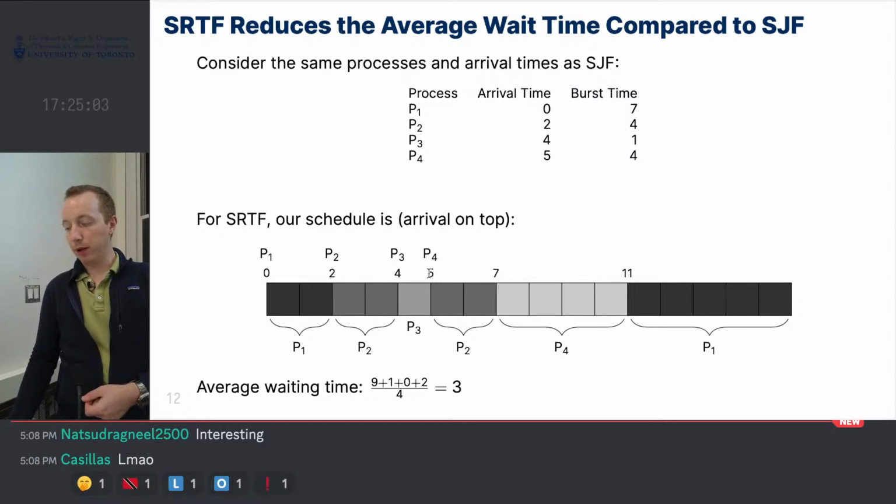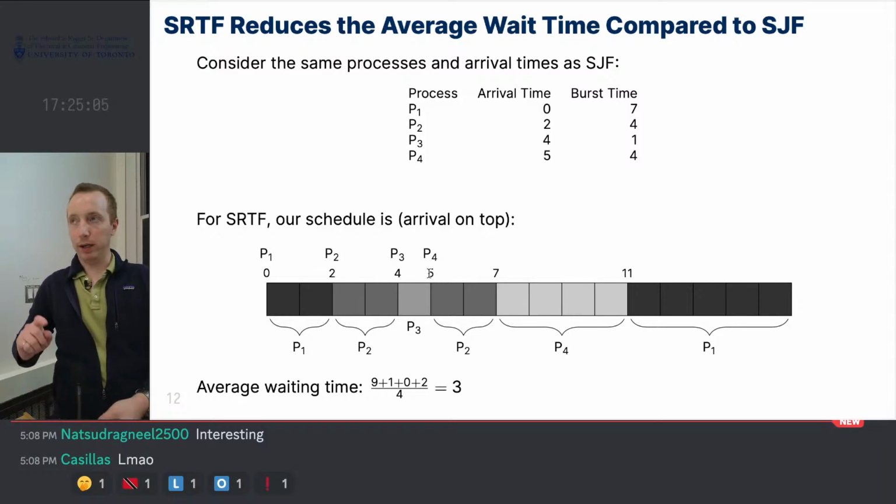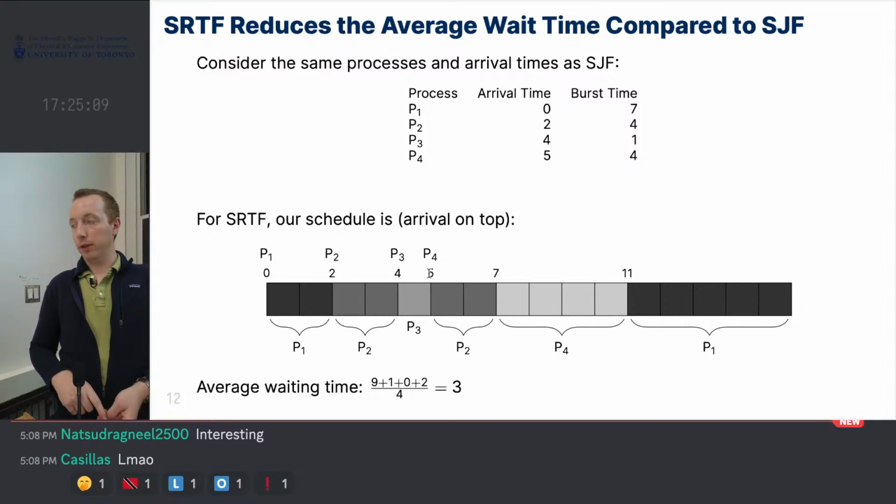Then P4 would come in, so we have to choose between P4, P2, and P1. P4 has 4 time units remaining, P2 has 2, P1 has 5. So we would schedule P2. It runs for 4 time units. Then we'd schedule P4, then P1.